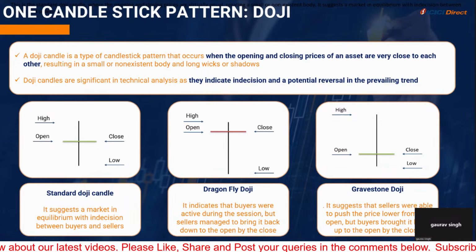People who have been regular here, can somebody tell me what a gravestone doji indicates? Meanwhile, I'll just take one query.